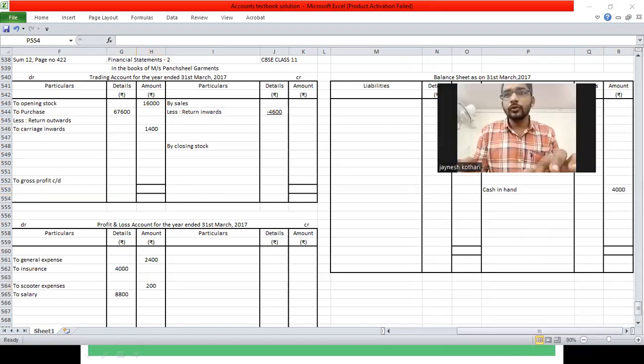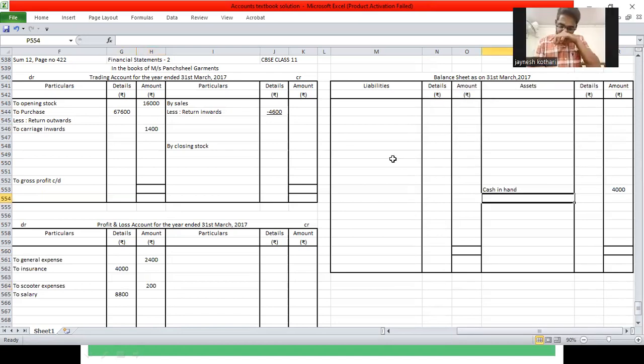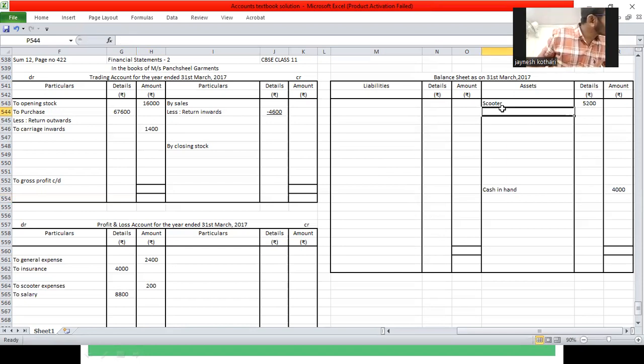Okay, I'm going to put my video over here so it doesn't distract the entire sum. Next after that, after cash in hand we have scooter 5,200 with an adjustment. Scooter is 8,000 rupees. Students, scooter is 8,000 rupees. So we have 4,000 cash in hand, 8,000 scooter, and furniture is 5,200. Furniture also has an adjustment over here.